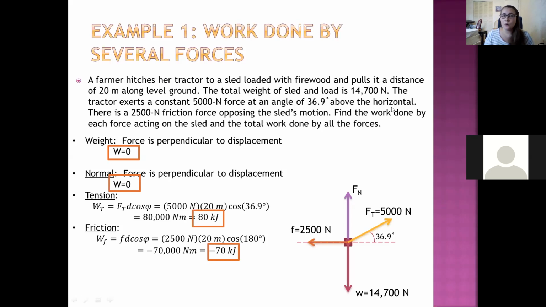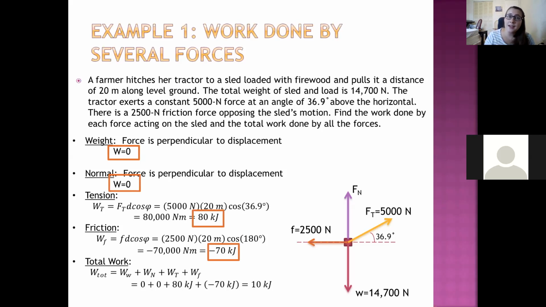Now we need to find the total work done by all the forces. And that's super simple now. All we have to do is add them all together. So the work done by the force of gravity or the weight, plus the work done by the normal force, plus the work done by the tension, plus the work done by the friction. All of those things added together gives us a total work of 10 kilojoules.